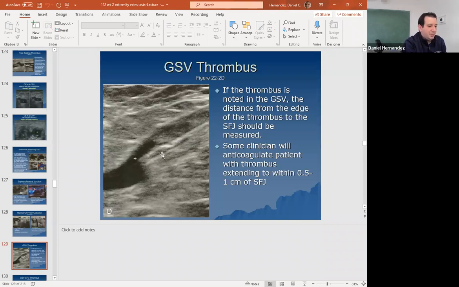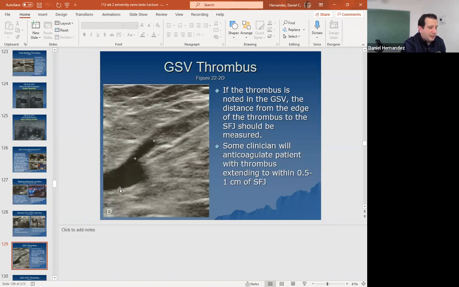Typically, a clinician will worry if the thrombus is within a centimeter of that junction. Here it says 0.5 to 1 centimeters. So sometimes they'll order anticoagulation if it's close to that junction because they worry about this extending in and eventually entering into the common femoral itself.